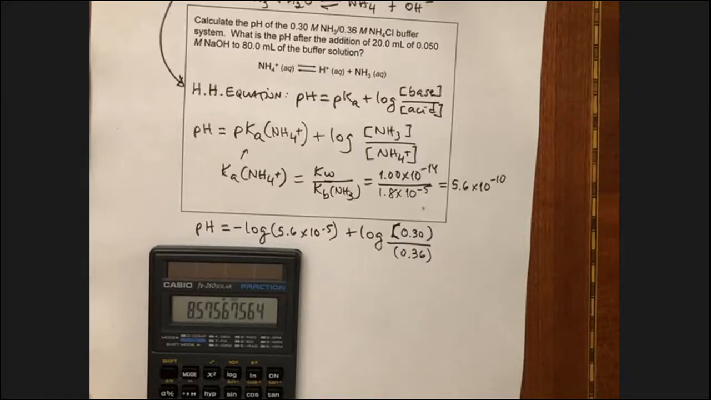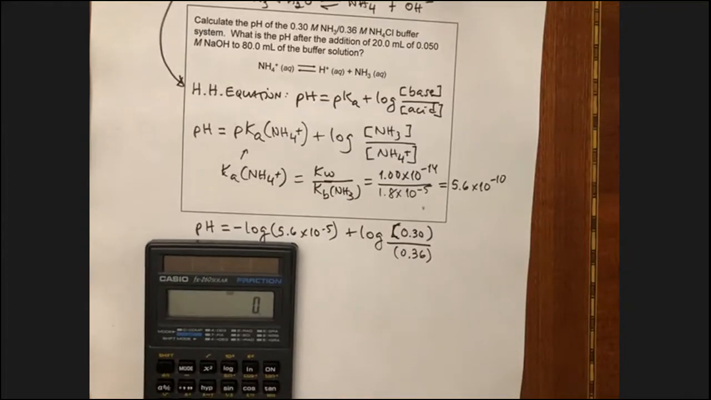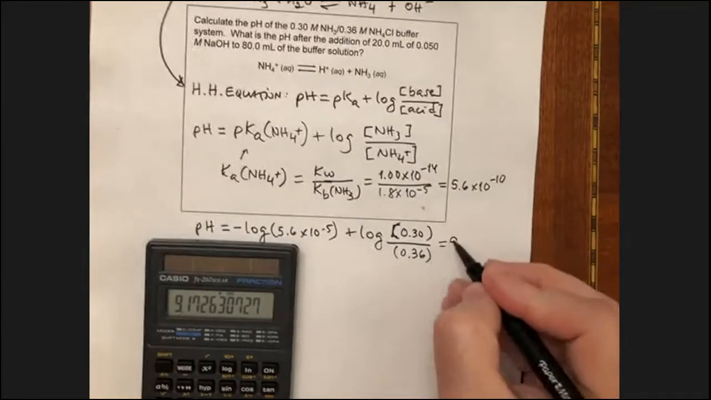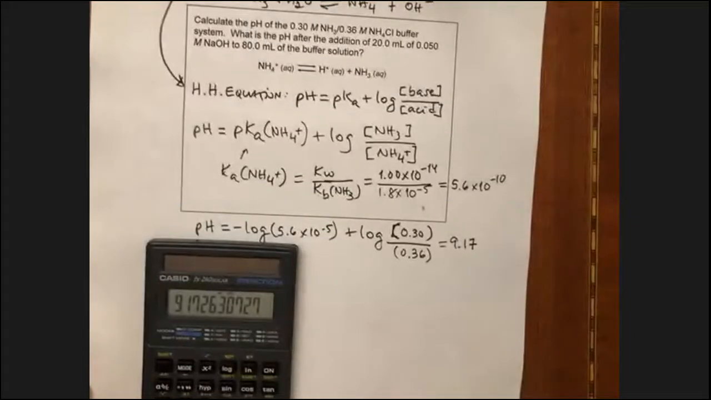I think that's wrong still. Let me try that again. See, guys, I have the same problems you have. Okay, I want to get 0.30 divided by 0.36. That's that, and I'm going to take the log of that and put that in memory. And I'm going to take 5.6 times 10 to the minus 10, take the log of that, make it positive, and add what I had in memory. Okay, that's the value that I should have gotten. It's 9.17.